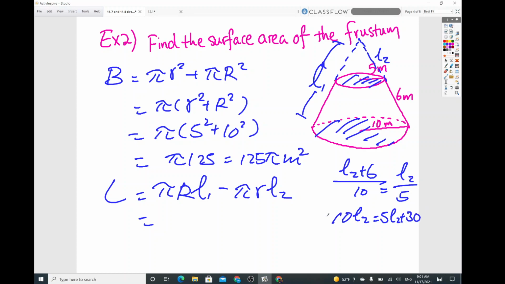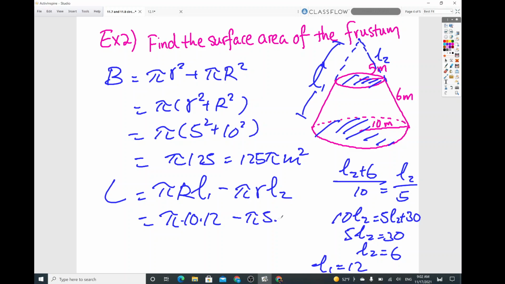So solve for L2: 10 L2 minus 5 L2, then that'll be 5 L2 equals 30. So L2 will be 6. Once we get L2, we can get L1. So L1 will be 6 plus 6, which is 12. So pi times the bigger radius, 10 times 12, which is L1, minus pi times the smaller radius, which is 5, times L2, which is 6. And then 120 pi minus 30 pi, that'll be 90 pi.